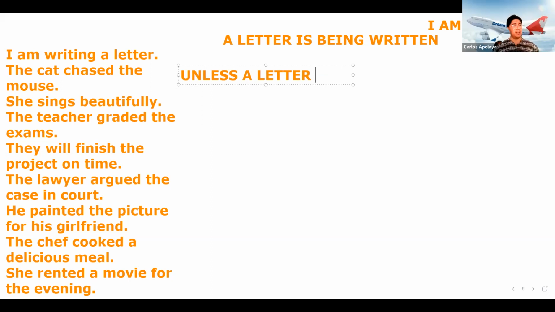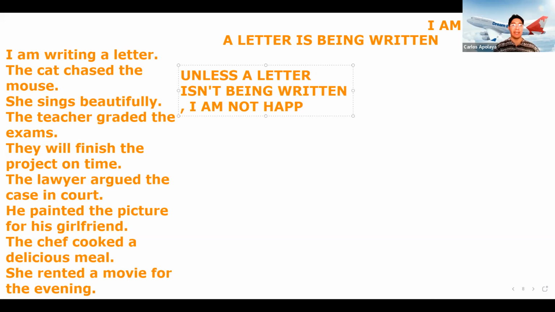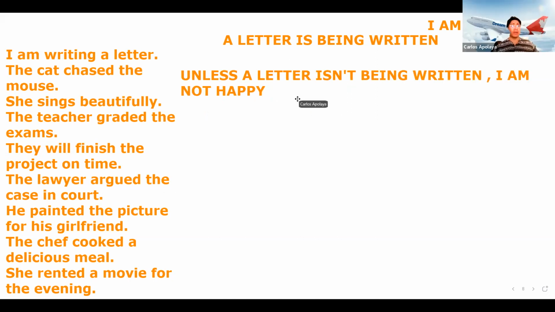Doesn't, pero si lo que sigue es el verbo to be. A letter isn't being written. I am not happy. Okay. Dice, a menos que una carta no esté siendo escrita, yo no soy feliz. ¿Por qué? Porque yo soy feliz cuando una carta está siendo escrita. A menos que una carta no esté siendo escrita, I am not happy. ¿Te diste cuenta, Gaby?